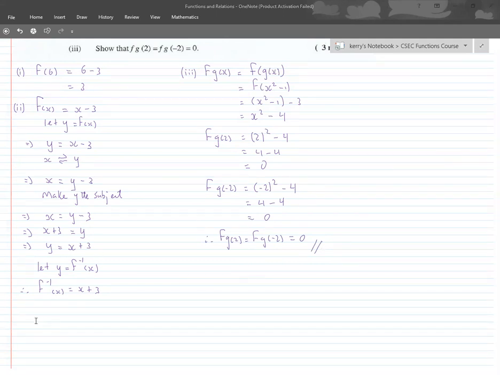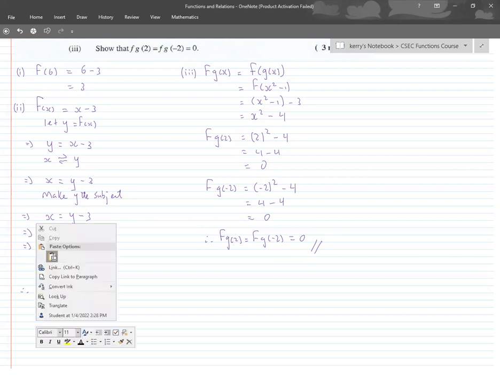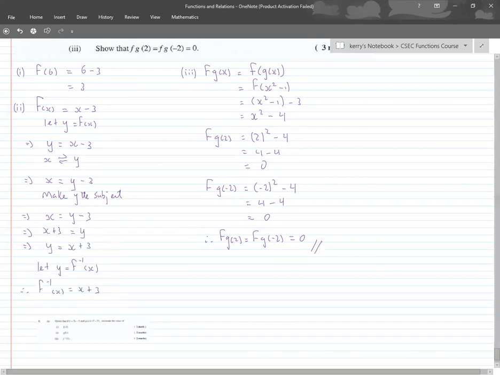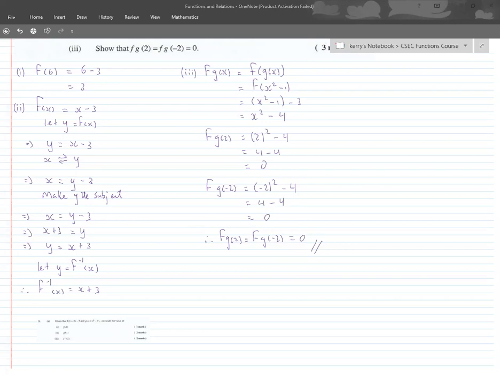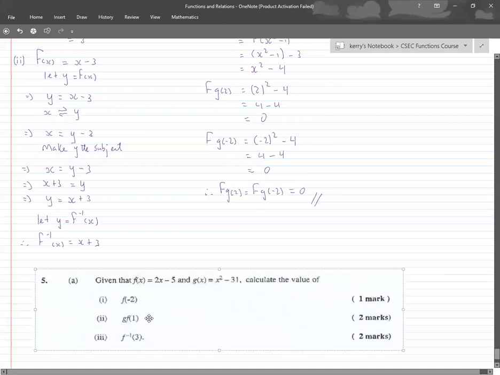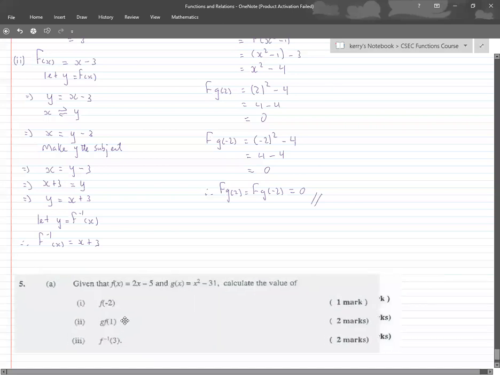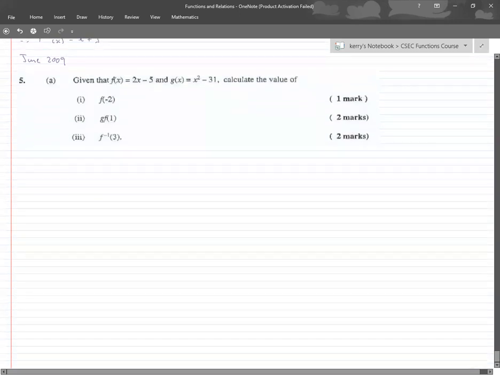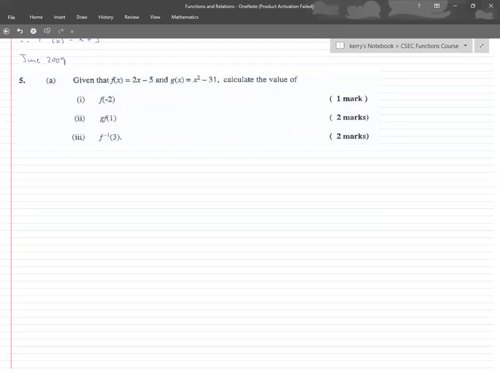Let's do one more question again, one very similar to this one here. I think this was June 2009. Right, so how do we do this one now? It looks pretty similar to the last one that we did.